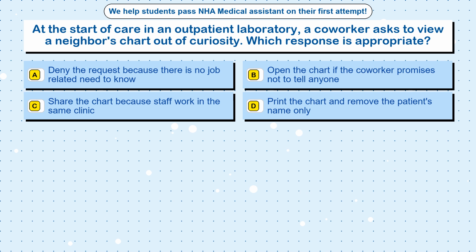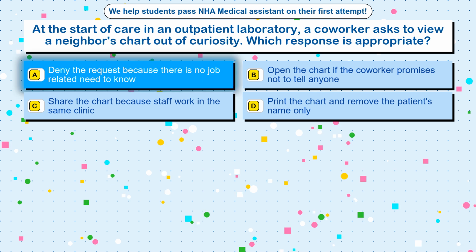Question 22. At the start of care in an outpatient laboratory, a coworker asks to view a neighbor's chart out of curiosity. Which response is appropriate? Option A. Deny the request because there is no job-related need to know. Option B. Open the chart if the coworker promises not to tell anyone. Option C. Share the chart because staff work in the same clinic. Option D. Print the chart and remove the patient's name only. The correct answer is option A.